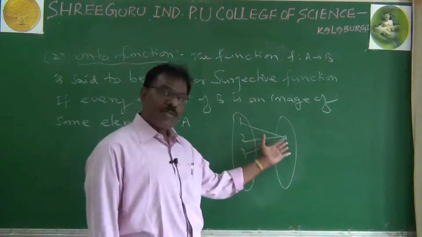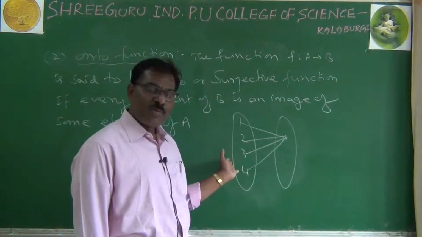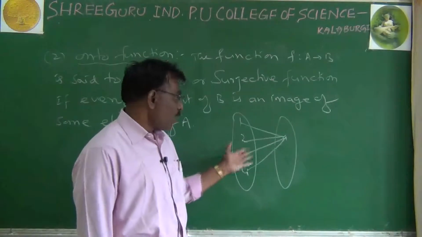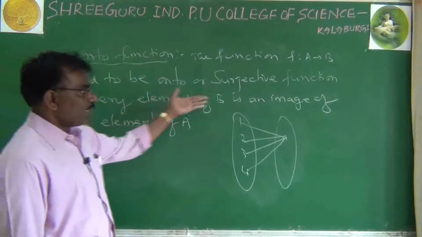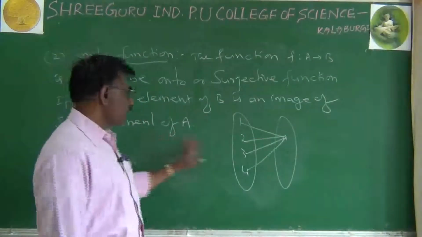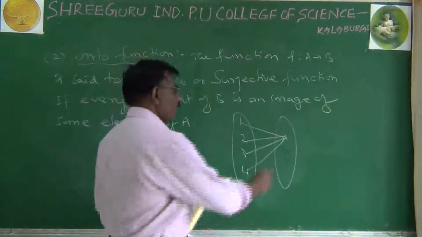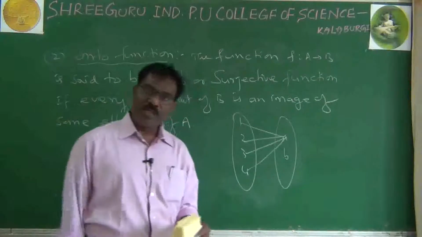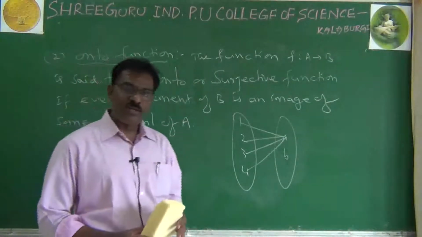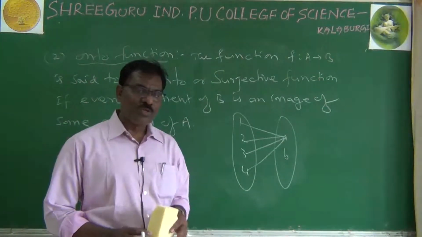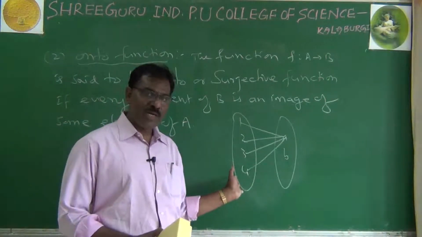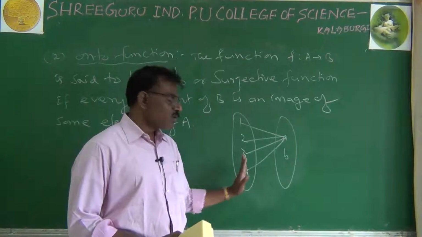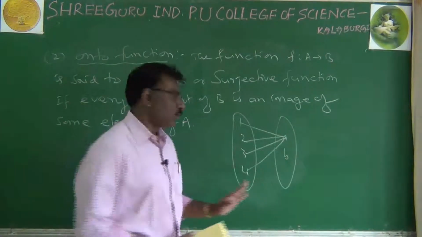Because every element of set B is an image of some element of A. Even if you take one more element in B, this is a function but not an onto function, because that element of B does not have a pre-image, okay? So this is a function, not one-one, not onto.